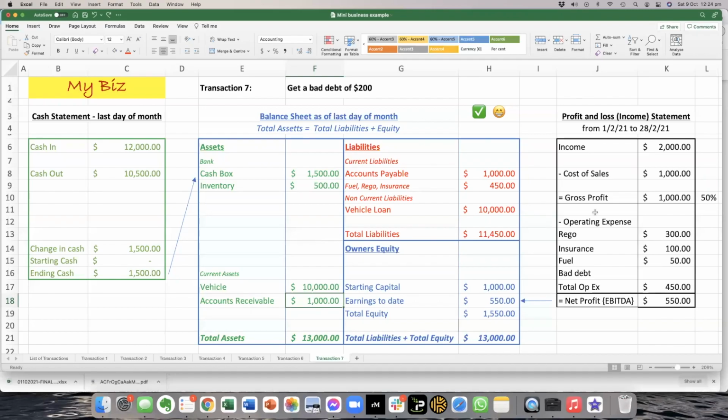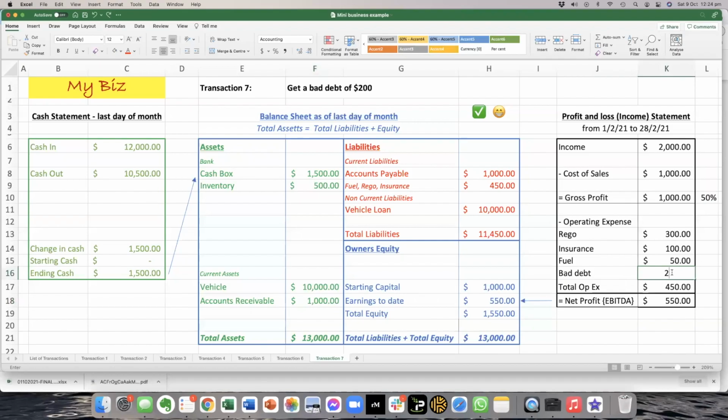So where does this lie in our financial statements? Cash is not affected here. There's nothing going in or out of our cash box. However, a bad debt is considered an operating expense for business, okay? It's a cost we get whether we get a sale or not. So it's a loss when they talk about writing business off.